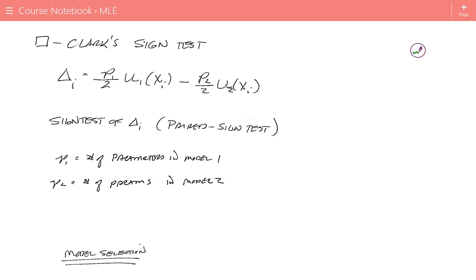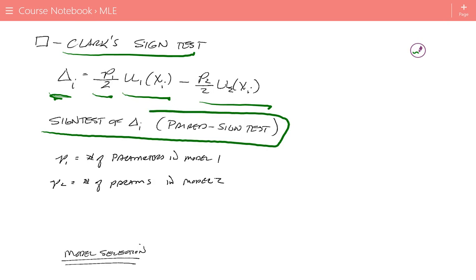A similar one, and this is one that I actually like and will have you do in homework, is Clarke's sign test. It is based on a statistic that is p2, the number of parameters, divided by 2, times the log likelihood of the first model, minus p1 over 2 times the log likelihood of the second model. And it is using a paired sign test for this.